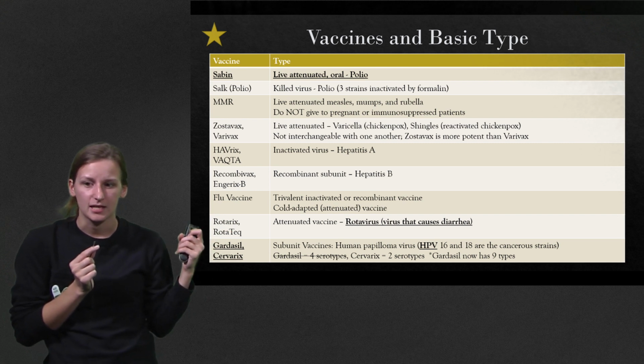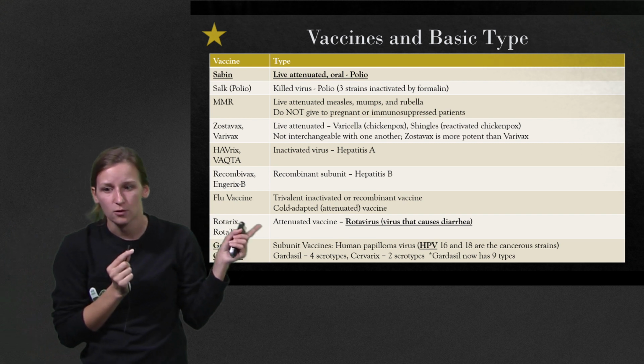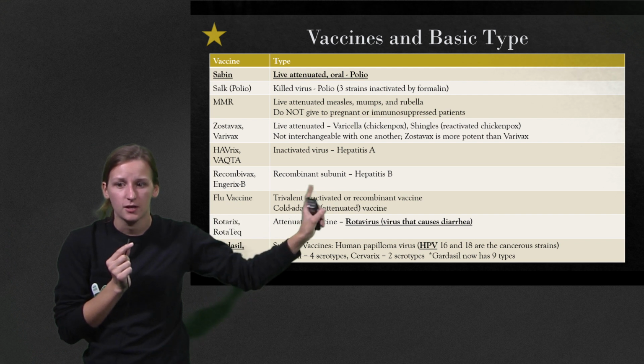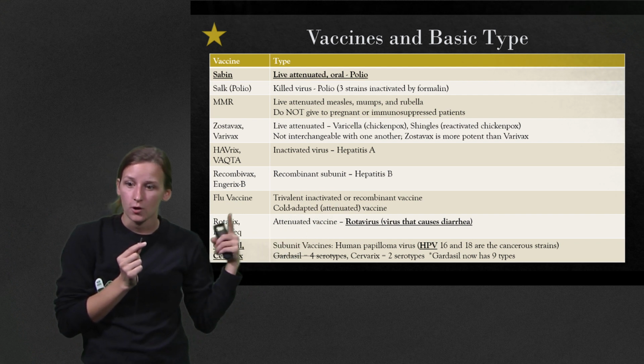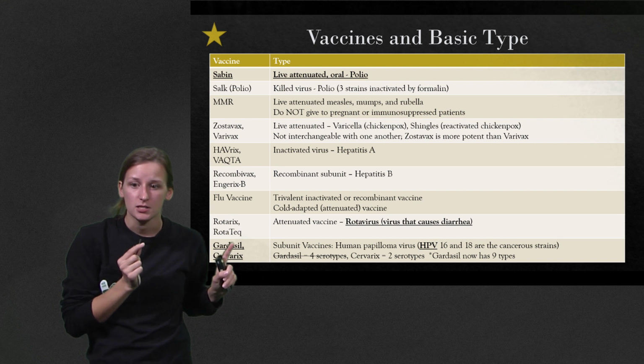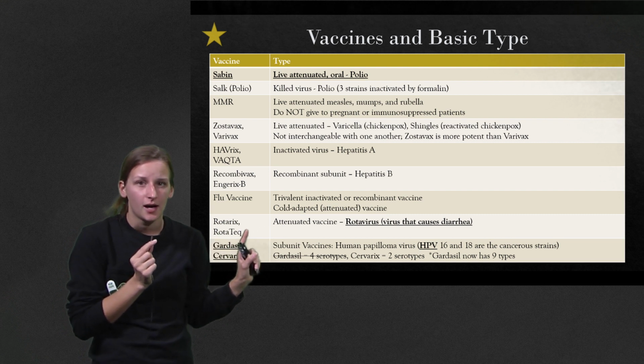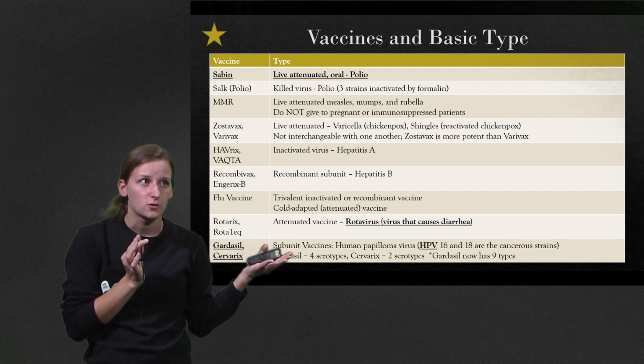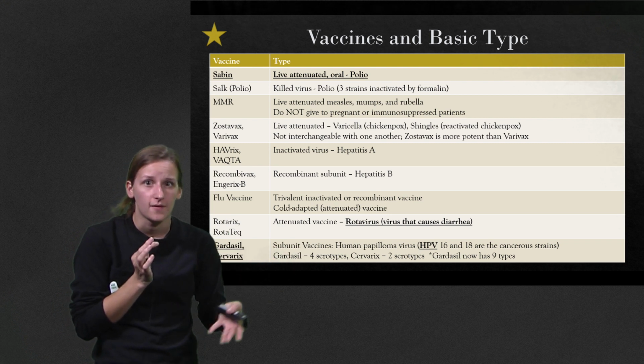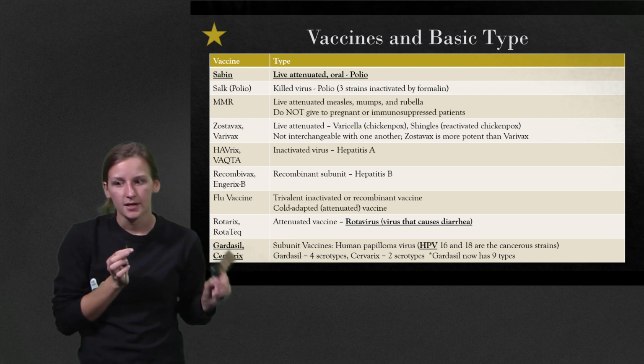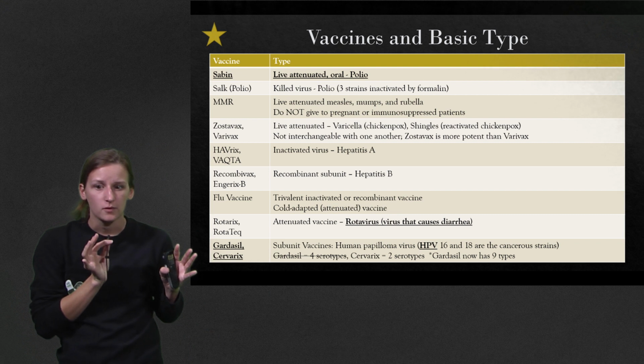We've got your flu vaccine, which could either be live attenuated or inactivated and recombinant. Rotarix and RotaTeq are for the rotavirus, which causes diarrhea in children who are 5 years or younger, usually. And then Gardasil and Cervarix are for human papillomavirus.